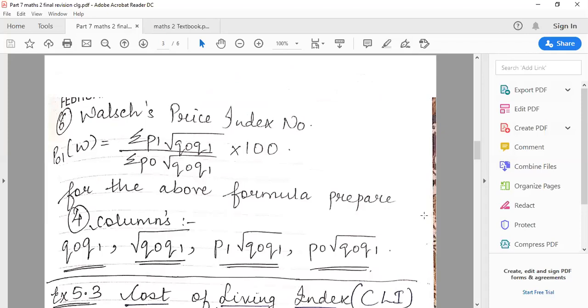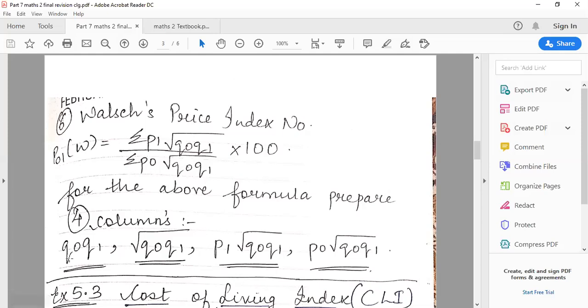Coming back to Walsh. In Walsh, it goes a little separate, but the logic remains the same. Walsh price index number says P01 of W is equal to summation P1 upon summation P0 into 100. In all the 6 developers, use the same logic, and that will be very easy for you to solve without any mistake. So I'm repeating again and again, please follow the tricks if you want to avoid mistakes. Where you had left space, you can write square root of Q0 Q1 upon square root of Q0 Q1 into 100.